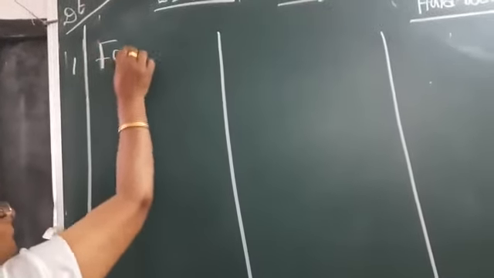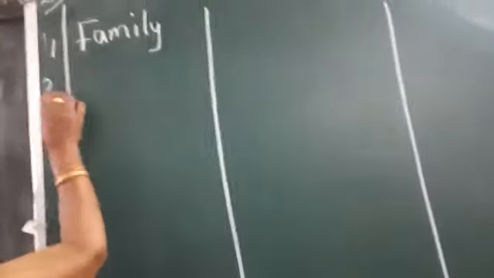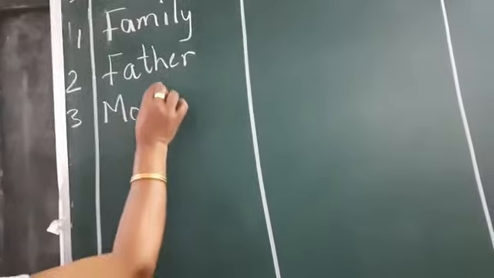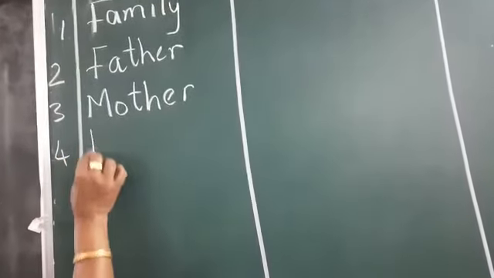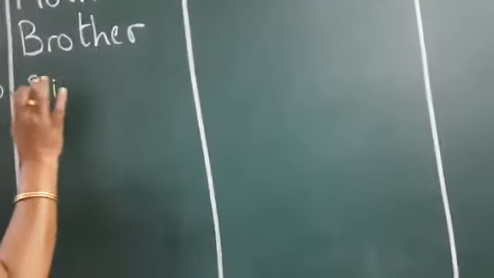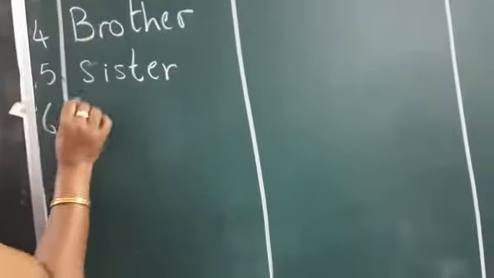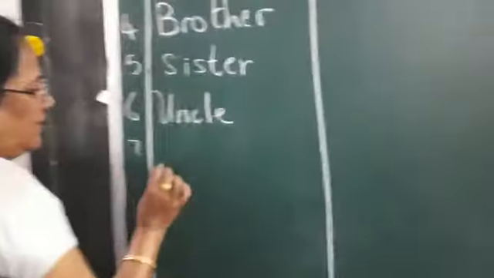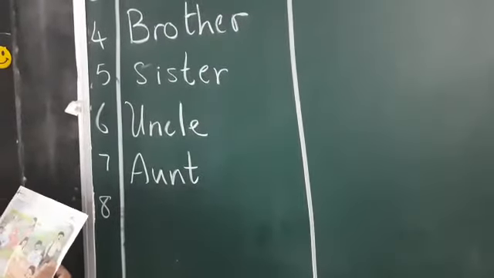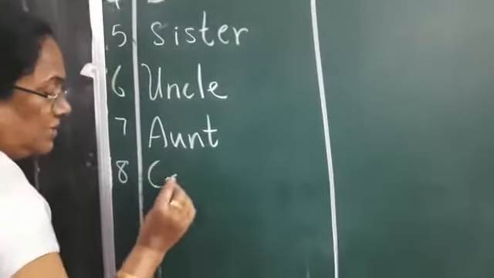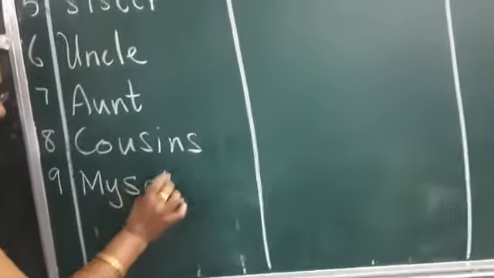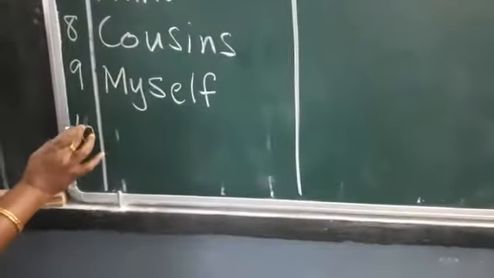First one is family. Number 2, father. Number 3, mother. Number 4, brother. Five, sister. 6, uncle. 7, aunt. 8, cousins. 9, myself. 10, friends.